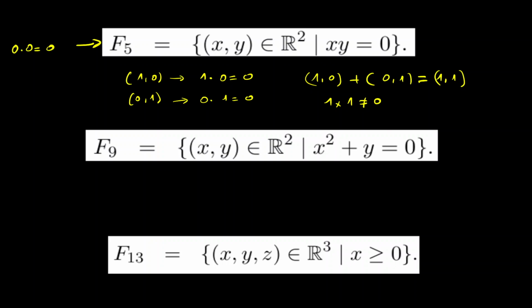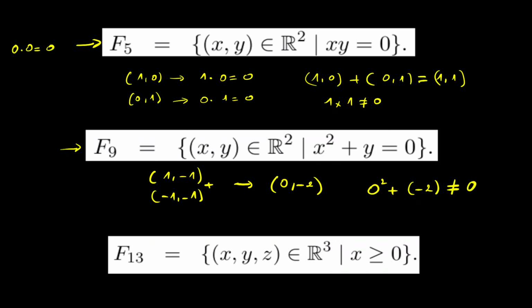We have a similar example with F9. If we take the vectors 1, -1 and -1, -1, which both belong to F9, their sum gives a new vector 0, -2, but 0 squared plus -2 is not equal to 0, so the sum of the vectors is not in F9.